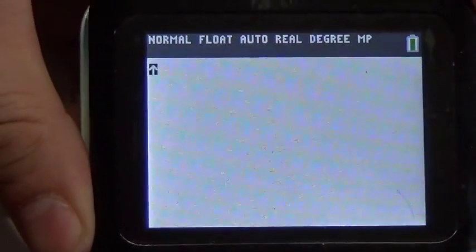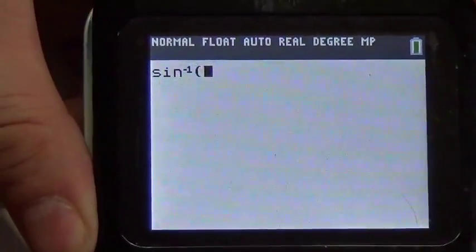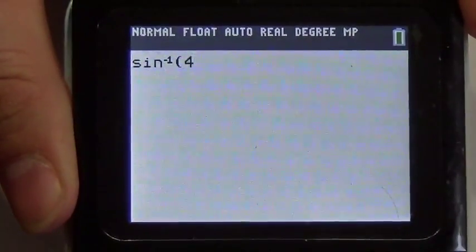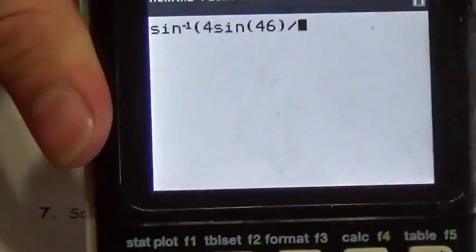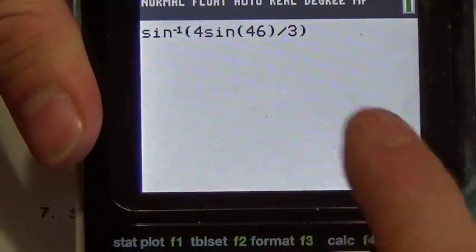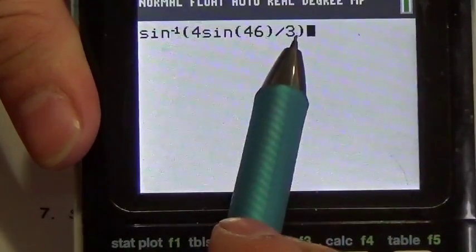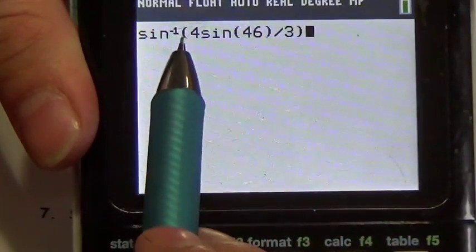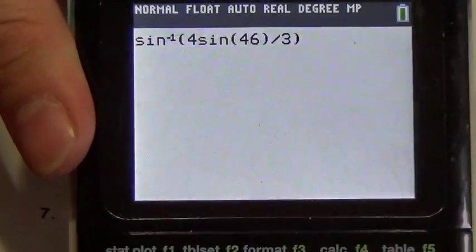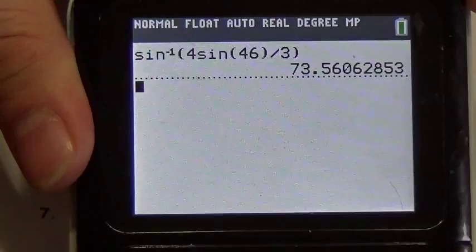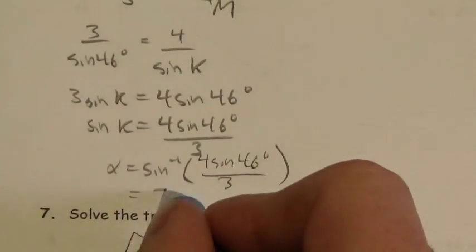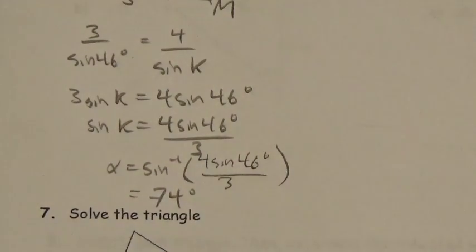So I'm going to take the inverse sine of 4 times the sine of 46, close brackets, divided by 3. And then I'm going to close brackets there. That parenthesis is closing off the set of parentheses that the inverse sine opened. And when I press enter, I'm going to get 74 degrees. I'm going to round that to the nearest whole degree, 74. Now in my calculator, I'm going to leave it the way it was written there.